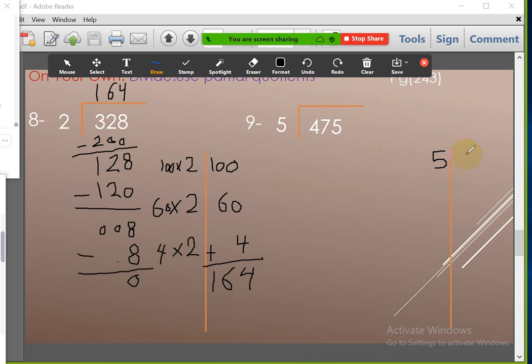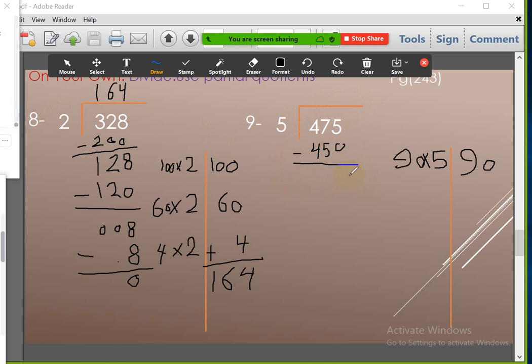Which number will I choose? You can choose 10, Kenzie, but it will take too many steps and a long solution, so I will choose 90, because 9 multiplied by 5 equals 45, and I have to put 0 next to the 45, so the number is 450. So it's a closer number to 475. So now I will subtract from the dividend.